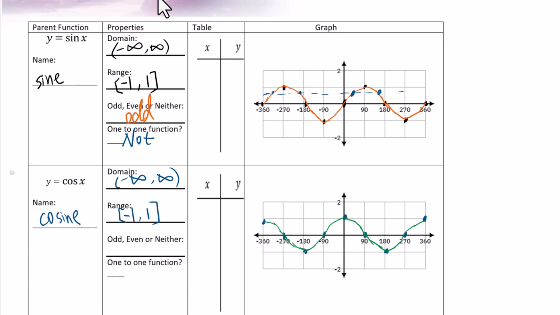Since the graph of a cosine function is symmetric about the y-axis, this is an even function. Any horizontal line, we got more than one intersection. This is not a one-to-one function.